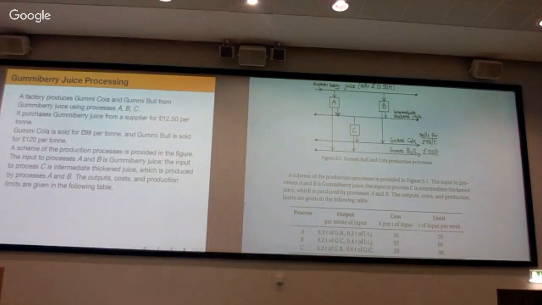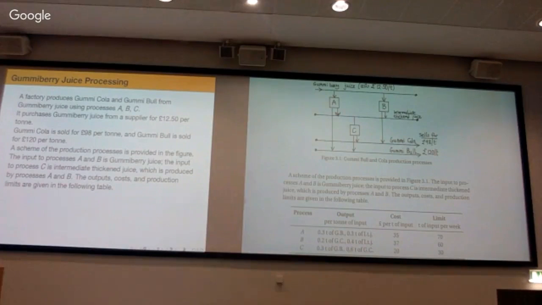What's going on here is you've got a factory. This factory buys Gummiberry juice. So Gummiberry juice comes into the factory, flows into this pipe, and Gummiberry juice is used by two machines. For the purposes of this example, we call the machines A and B. Each of these machines processes the Gummiberry juice flowing into it.